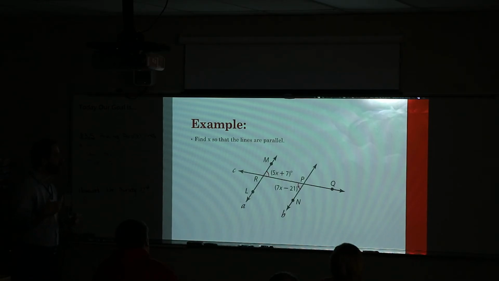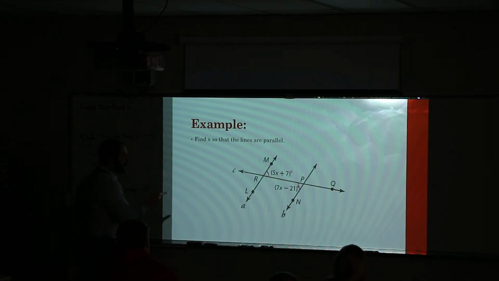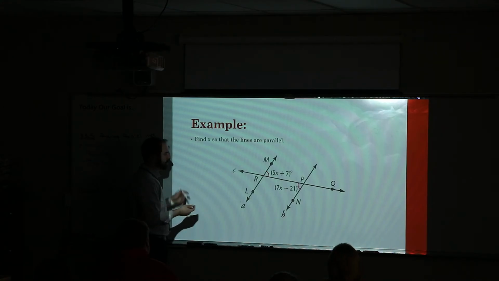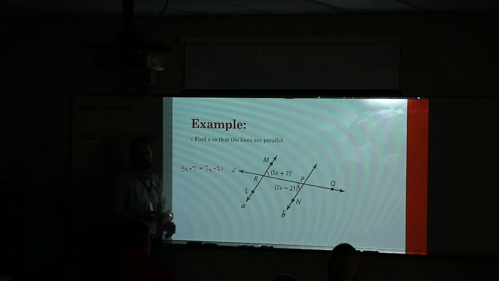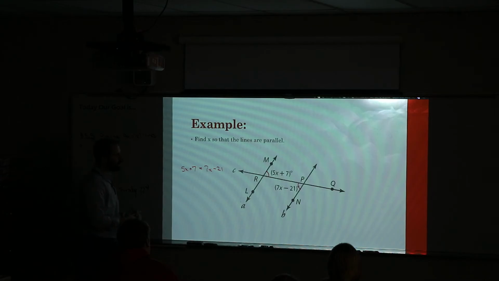Now, we had a previous theorem, theorem 3.7. What did that one say? Something about alternate interior. Do they have to be supplementary? Do they have to be equal? What is the rule? They have to be equal. So those two angles have to be equal for these lines to be parallel. The trick is, if I want to make them parallel, set them equal to each other. That was theorem 3.7: if alternate interior angles are equal, the lines are parallel.